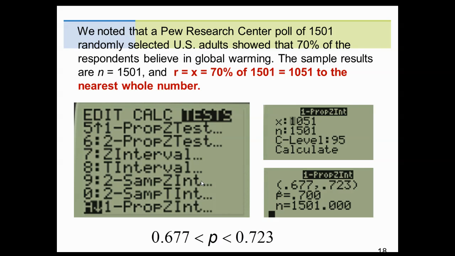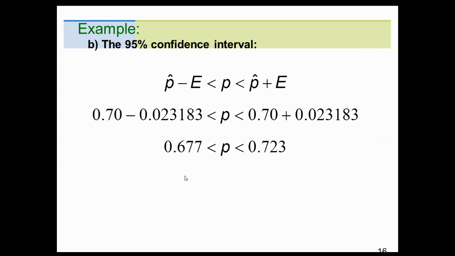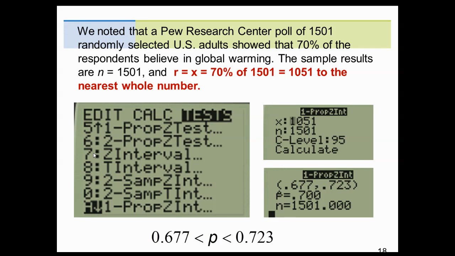Here's what we're doing. Prior to this, in 7.1, we went to stat, test, and came down to number 7. In 7.2, we went stat, test, and came down to number 8. To find a confidence interval for the population proportion P, we're still going to stat, test, but now we're coming down to letter A, 1-PropZInt. So we've used 7, we've used 8, now we're skipping 9 and 0, and coming down to letter A.